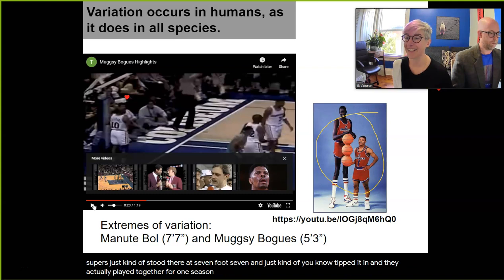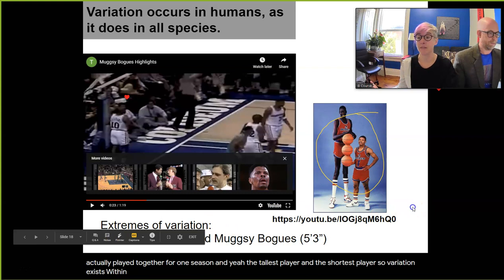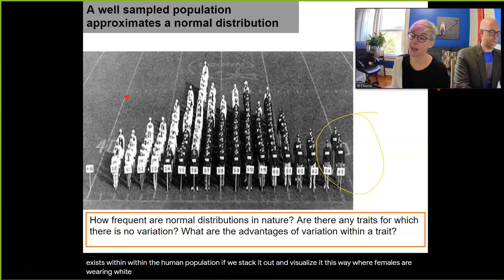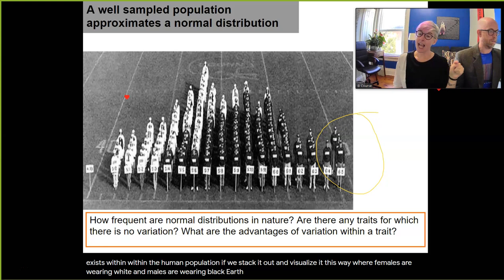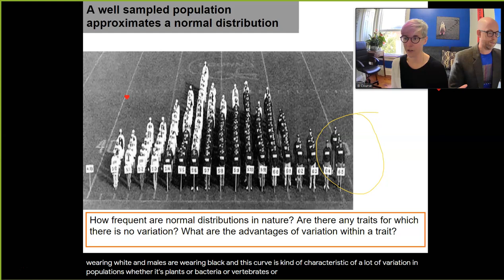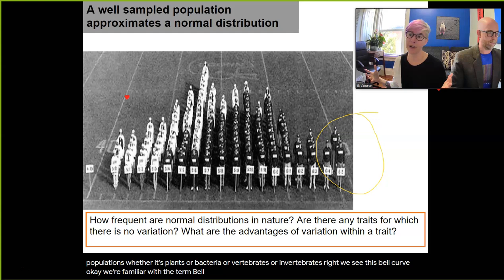So variation exists within the human population. If we stack it out and visualize it this way, where females are wearing white and males are wearing black, you can see this curve. And this curve is characteristic of a lot of variation in populations, whether it's plants or bacteria or vertebrates or invertebrates, right? We see this bell curve. And we're familiar with the term bell curve. The jargony term that we use is a normal distribution.